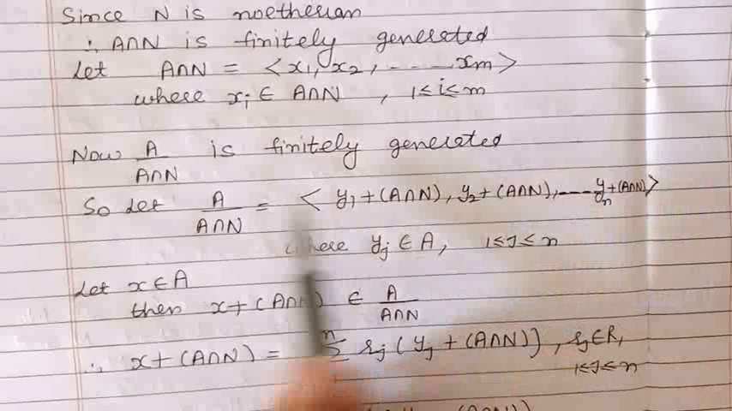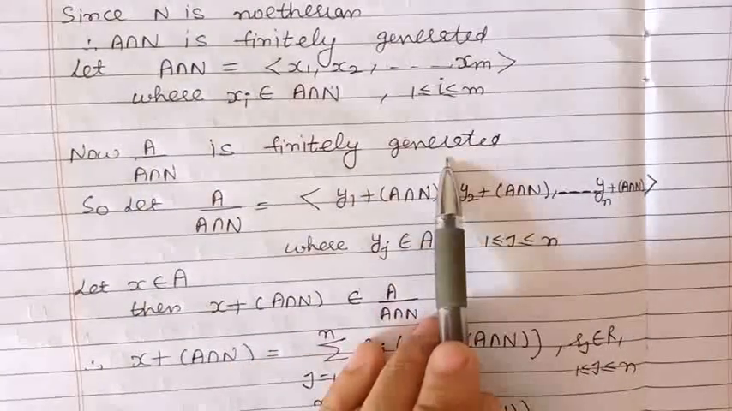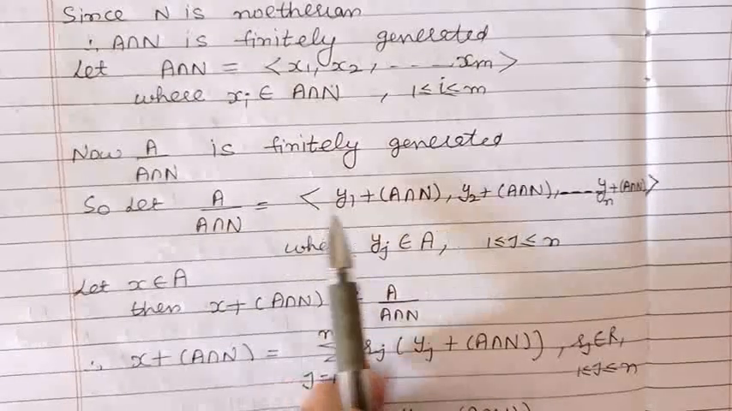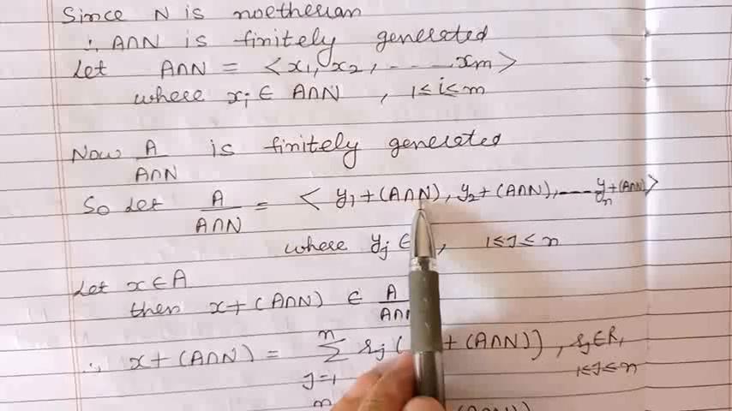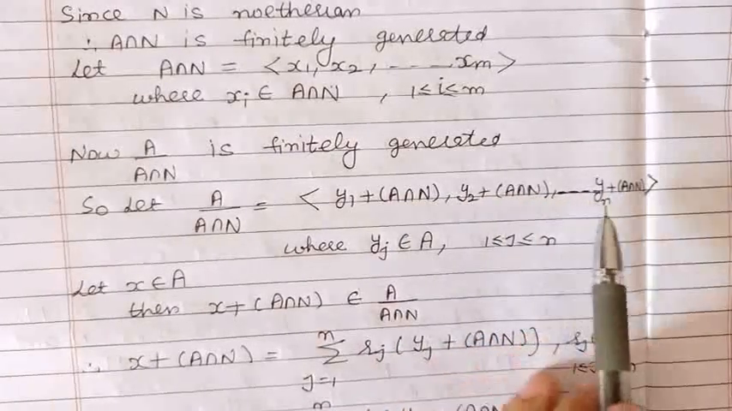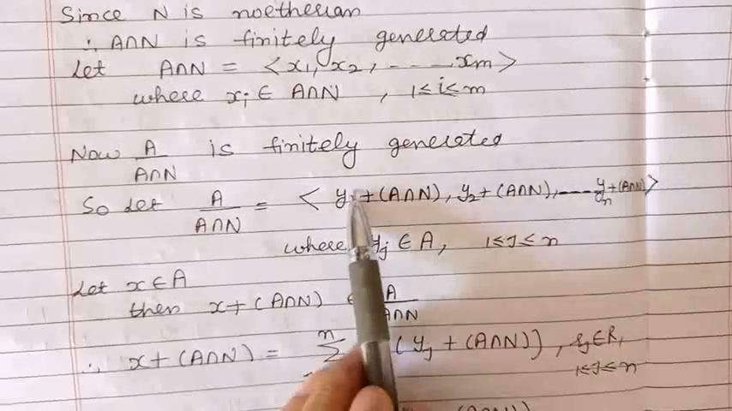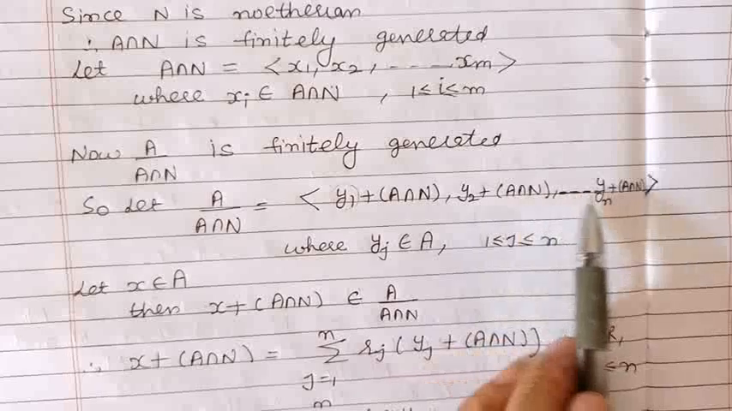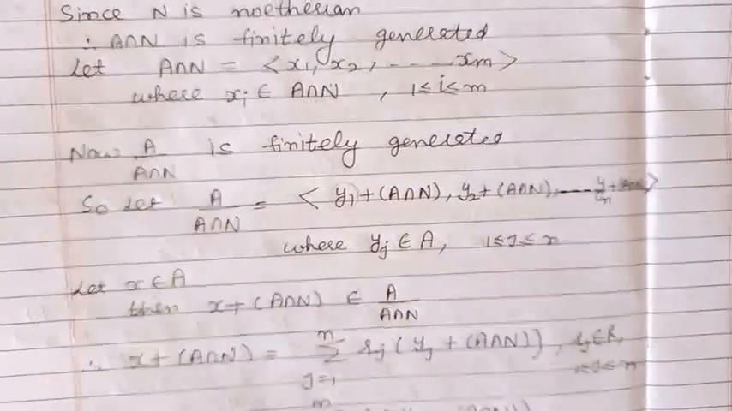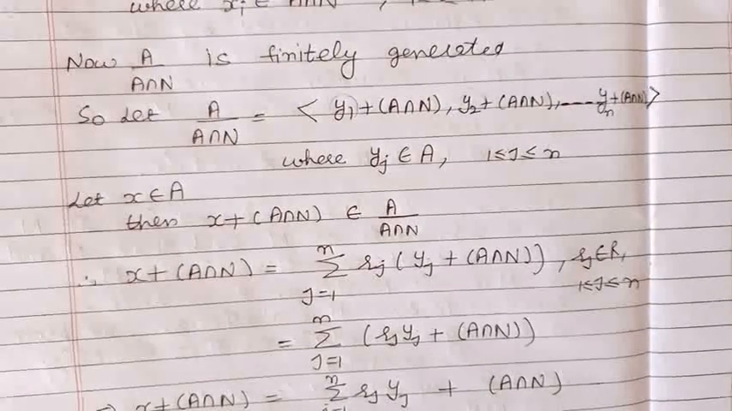Also, A by A intersection N is finitely generated. So let us take this to be generated by the elements y1 plus A intersection N, y2 plus A intersection N and so on, yn plus A intersection N. Here these y1, y2, y3 up to yn are elements of A. Now we have to prove that A is finitely generated.